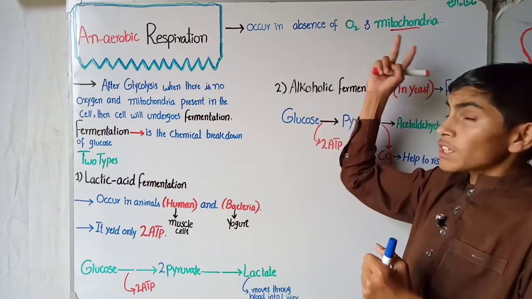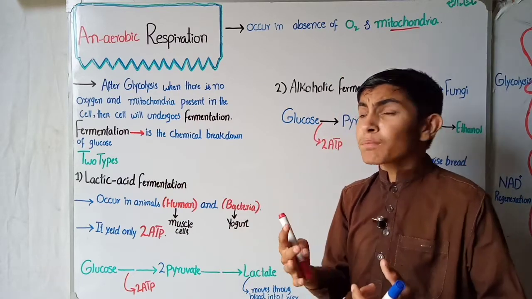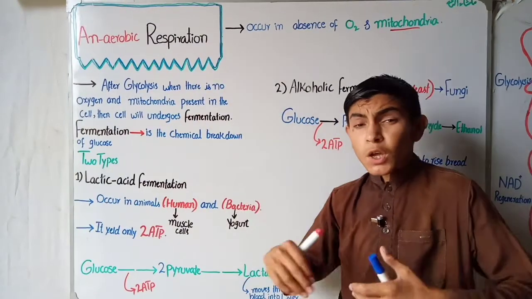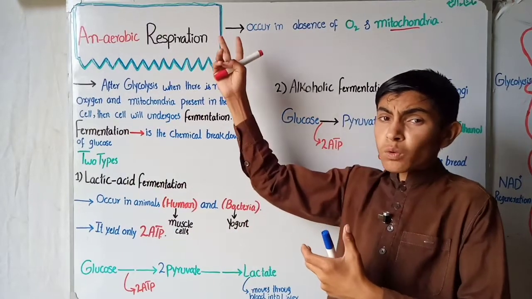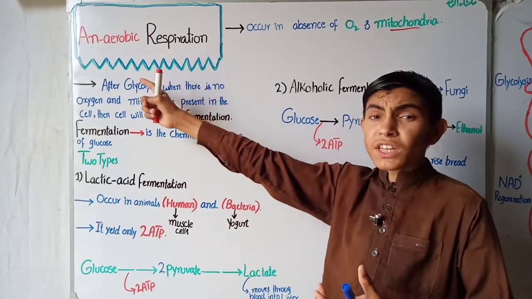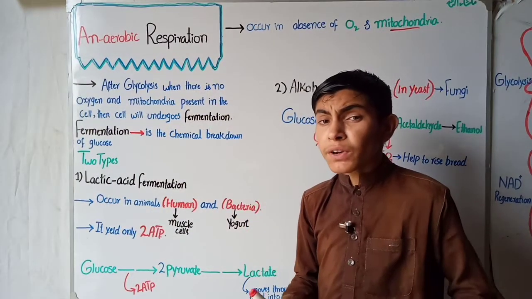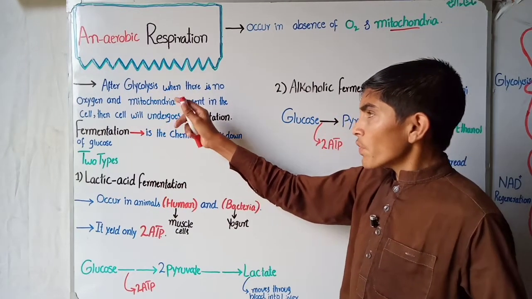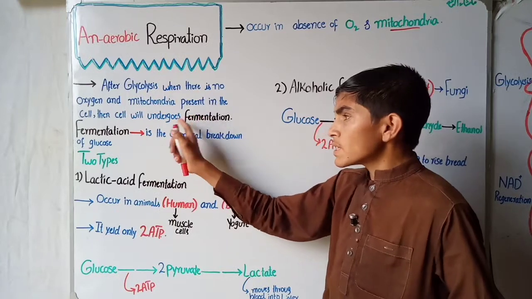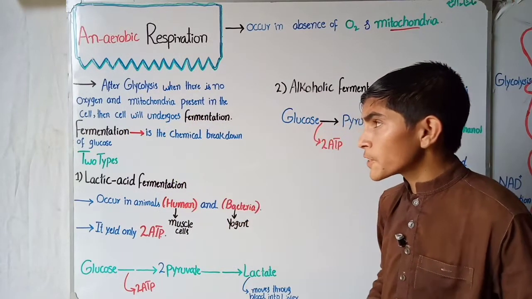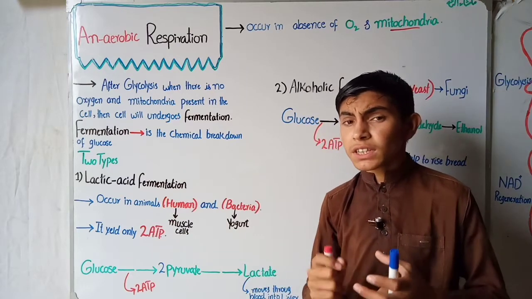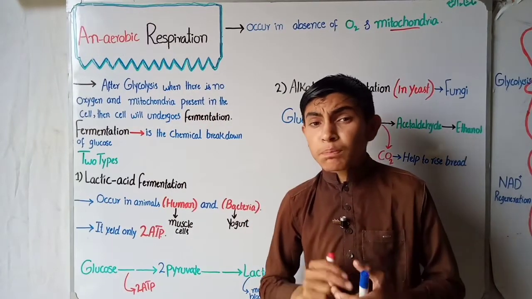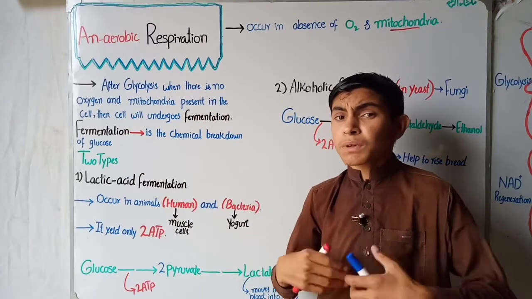So therefore mitochondria is for some instances ignored, and generally we say that the respiration which does not involve O2 is called anaerobic respiration, and the respiration in which O2 is involved is called aerobic respiration. Okay. After glycolysis, when there is no oxygen and mitochondria present in the cell, the cell will undergo fermentation. As we mentioned in the previous lecture, whether the cell undergoes aerobic or anaerobic respiration, the first step will be glycolysis.